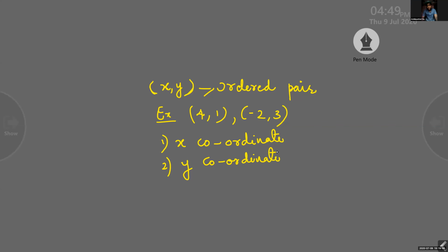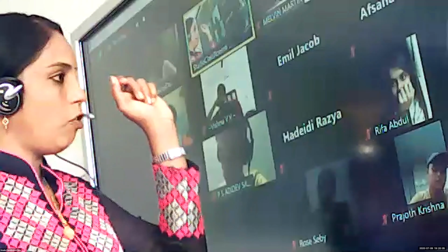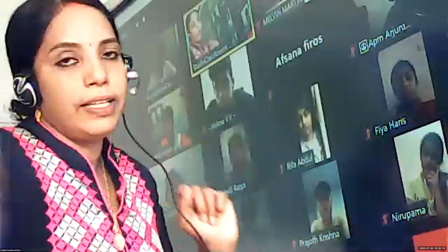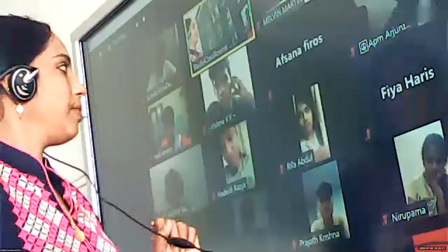X coordinate we will write first. We draw one perpendicular line to the x-axis, right? Yes, ma'am. Draw one perpendicular line to the x-axis and the place where it touches we'll write first. So first priority is for the x coordinate. X coordinate we will write first, and Y coordinate we will write second.